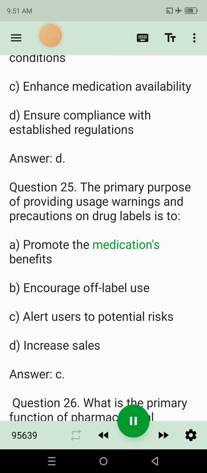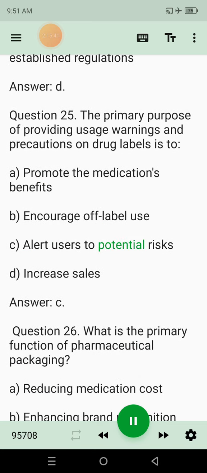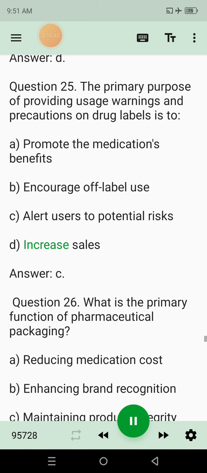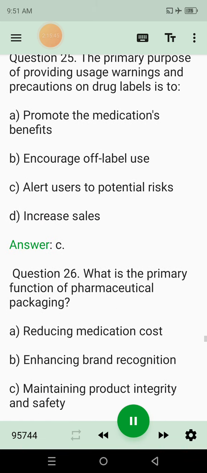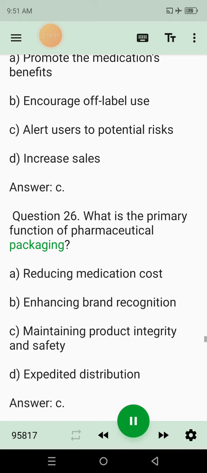Question 25. The primary purpose of providing usage warnings and precautions on drug labels is to A. Promote the medication's benefits. B. Encourage off-label use. C. Alert users to potential risks. D. Increase sales. Answer. C.